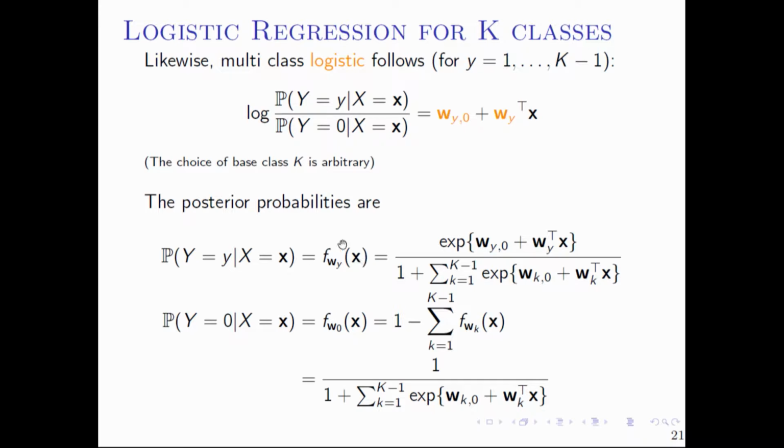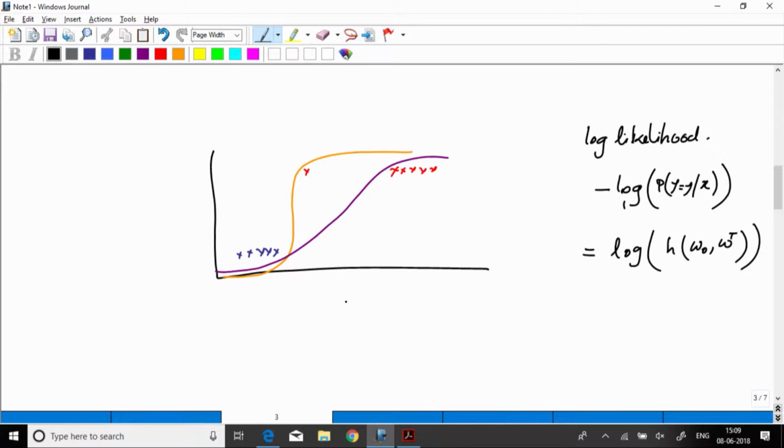And then for this particular class, our density function is this one, this big exponential over the sum. So this will be the function for class y, and the denominator will have all the functions. For the y equal to 0 class, we take it as 1 minus the sum over all other probabilities.